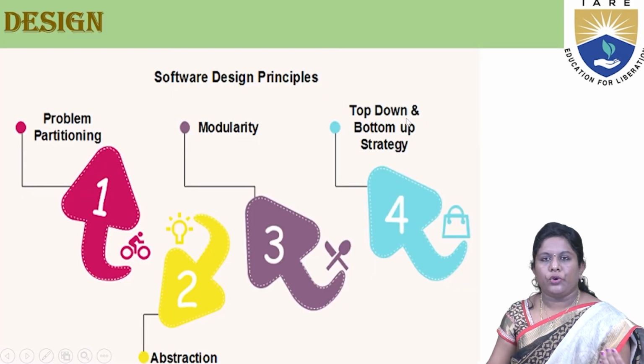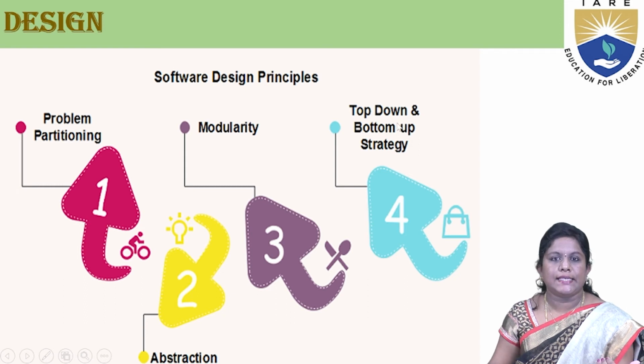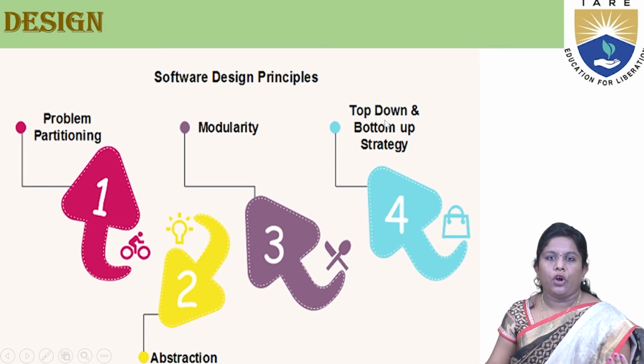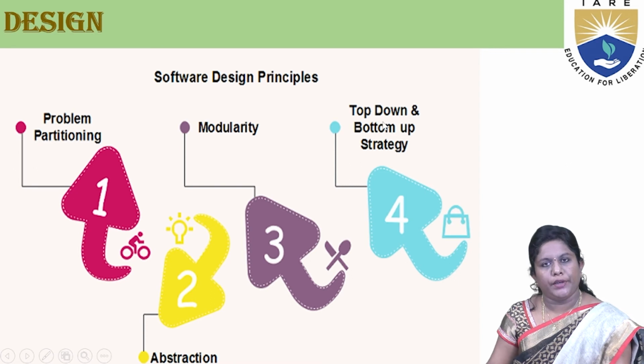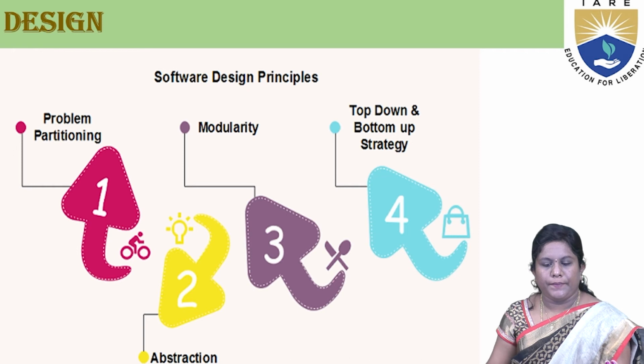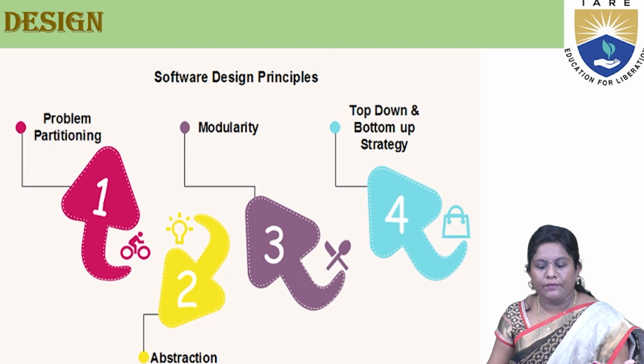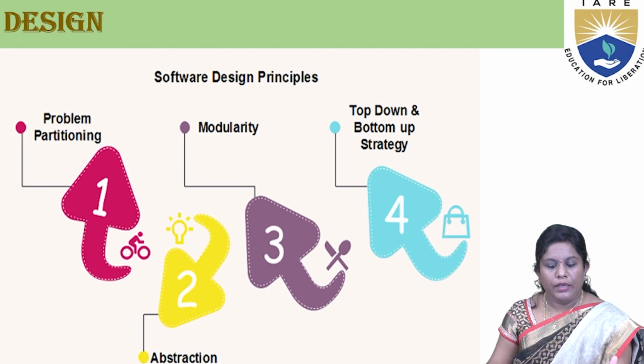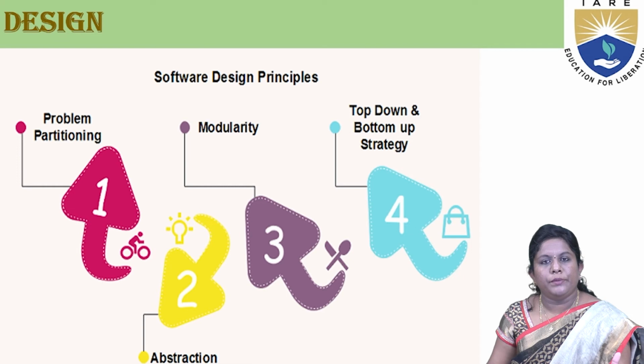So this is talking about the next phase, the design part, another component of software engineering. Looking at this diagram, the design phase follows in this manner: problem partitioning, then abstraction, then modularity, and then top-down and bottom-up strategy. When you say problem partitioning, you are trying to break down the given problem into different modules and then work on them.